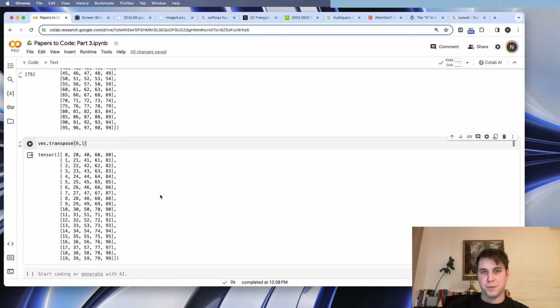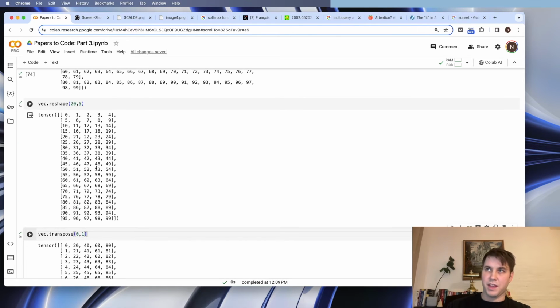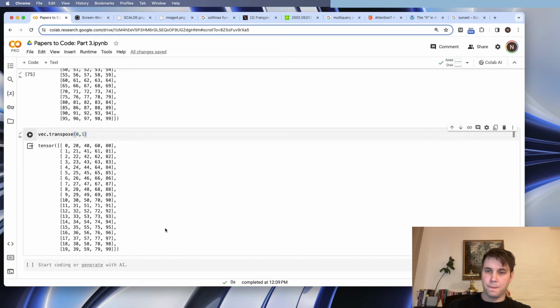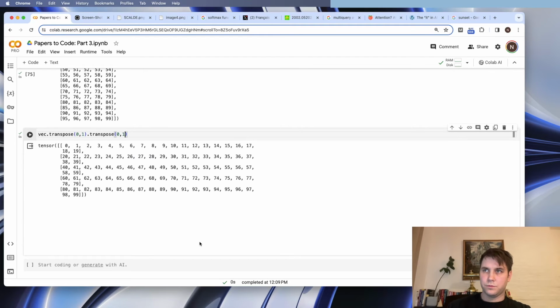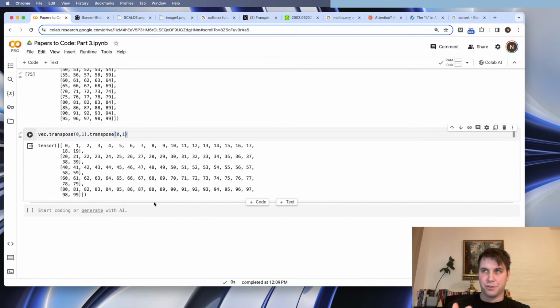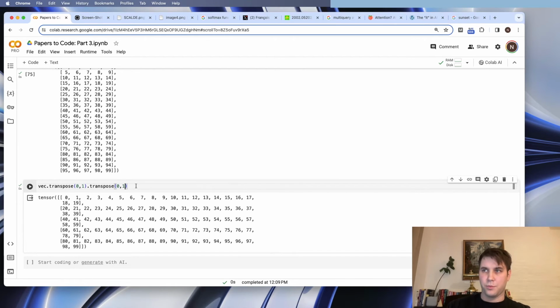If you're not familiar with transpose, you should definitely look that up and get some more linear algebra background. But essentially what it does is it flips the matrix along the diagonal. So if you took this and you transposed it back, you can see that it would flip to what we have up here. So it's important to understand the difference between reshape, transpose, view, all of these different tensor operations.